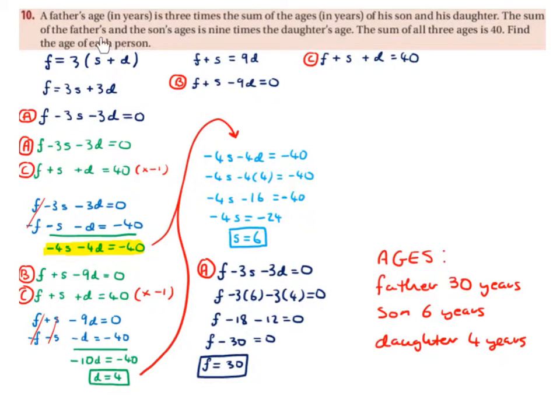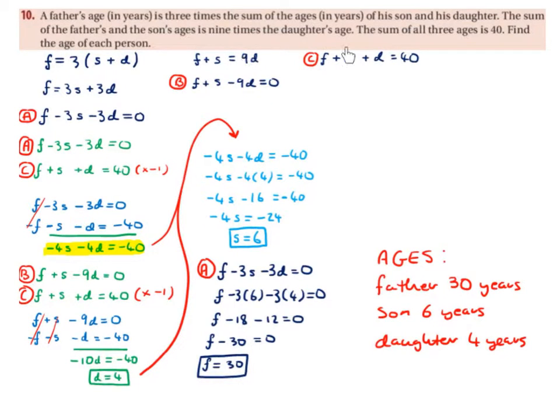The sum of the father's and the son's age is 9 times the daughter's age. So it's going to be F plus S, the sum of the father's age plus the son's age, and that's going to be 9 times the daughter's age. So F plus S is equal to 9D. And then the sum of all 3 ages is 40. So F plus S plus D is 40.